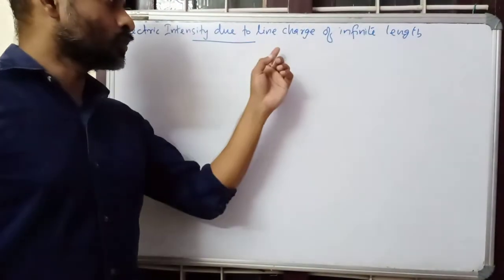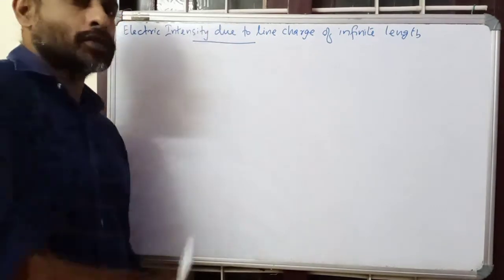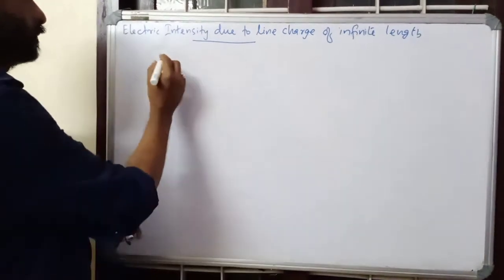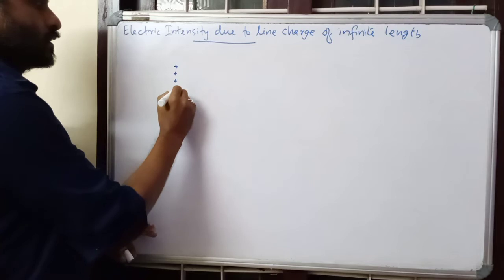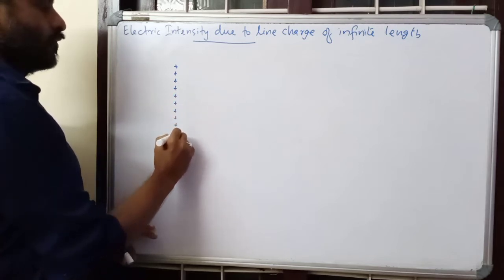Electric intensity due to line charge of infinite length. This is an application of Gauss's law. Let us consider a line charge. A line charge means electric charges placed in the shape of a straight line. It has got an infinite length.